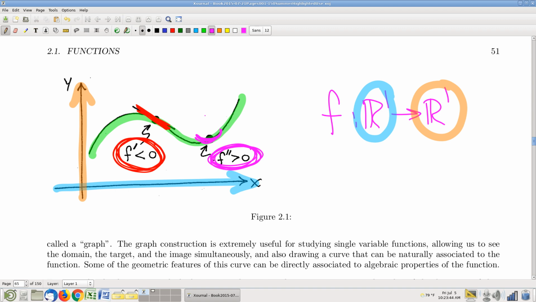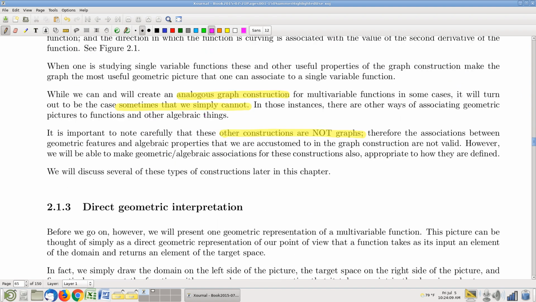Right? So for example, there's another construction we're going to talk about called level sets of a function. It's another way to have a geometric understanding of what a function's doing. The derivative being negative doesn't say anything about the slope of the level sets. It's really a very different thing. Okay, so be careful with that.